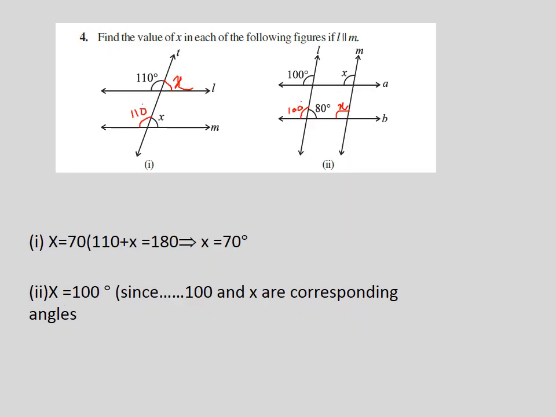So, we will go to the next question, the fourth question. Find the value of x in each of the following figures if L is parallel to M. When L and M are parallel to each other, we know that the corresponding angles are equal, alternate interior angles are equal, and interior angles are supplementary. These are the three properties we have. Now, using that, we need to find the value of x.